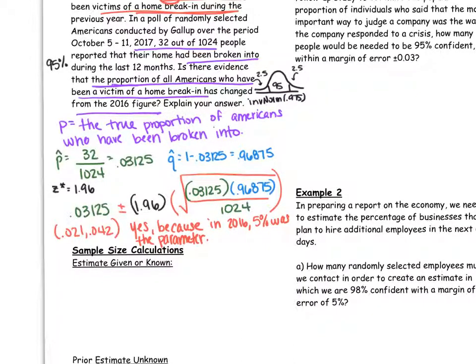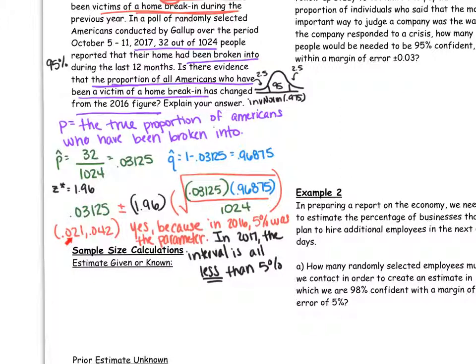So yes, because in 2016, 5% was the parameter. And now we're saying in 2017, the interval is all less than 5%. So this interval right here, because it doesn't contain the value of 5%, and it's actually all lower than 5%, we can say that the value has changed.